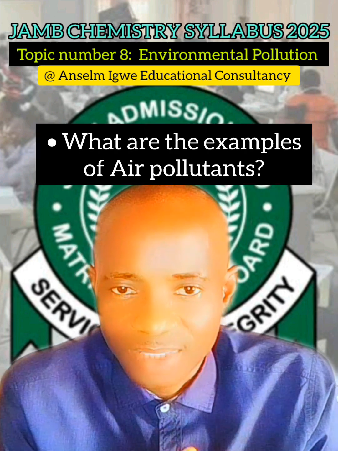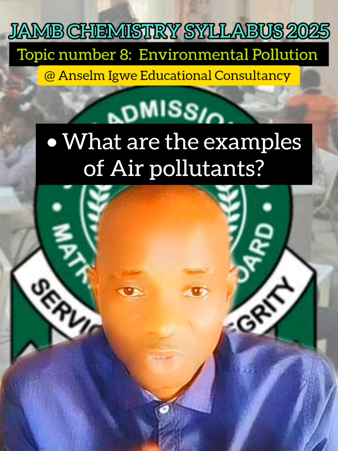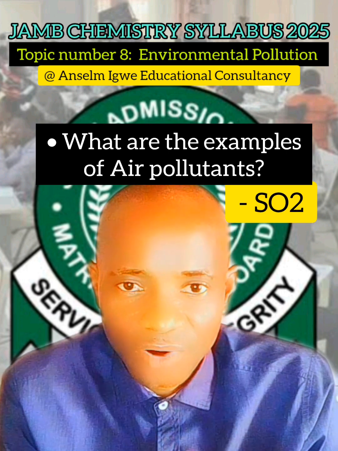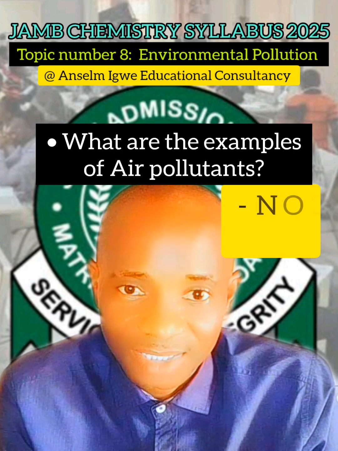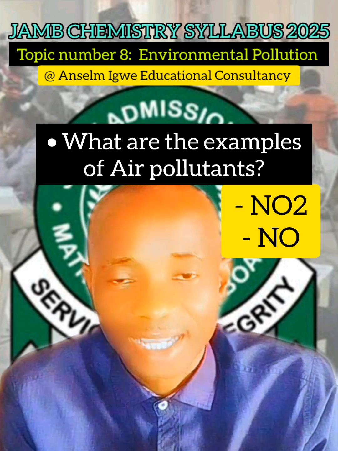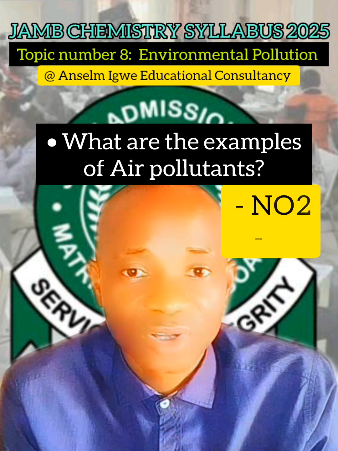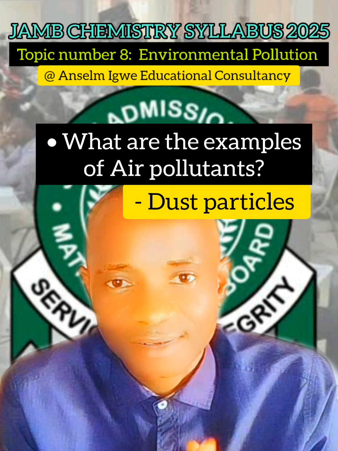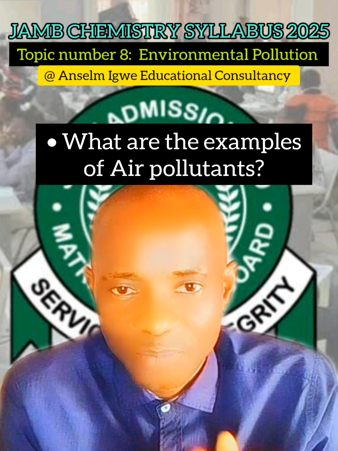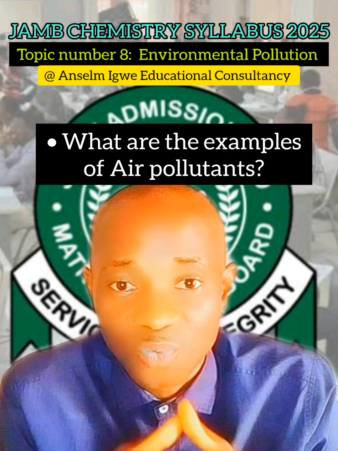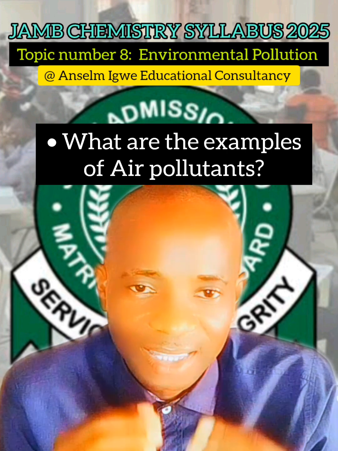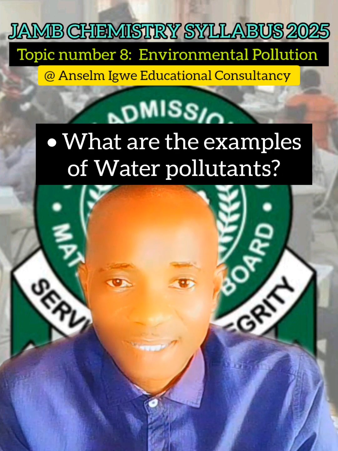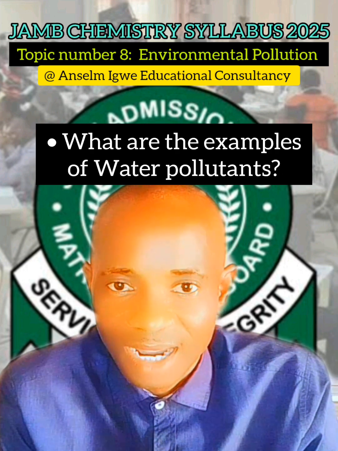Examples of air pollutants, please take note. So we have hydrogen sulfide, carbon monoxide, sulfur 4 oxide, and the oxides of nitrogen like nitrogen 4 oxide and nitrogen 2 oxide. And we also have chlorofluorocarbon, CFC, and dust particles. These are air pollutants. These materials, whenever they enter the air, they endanger the life of living things in the air.